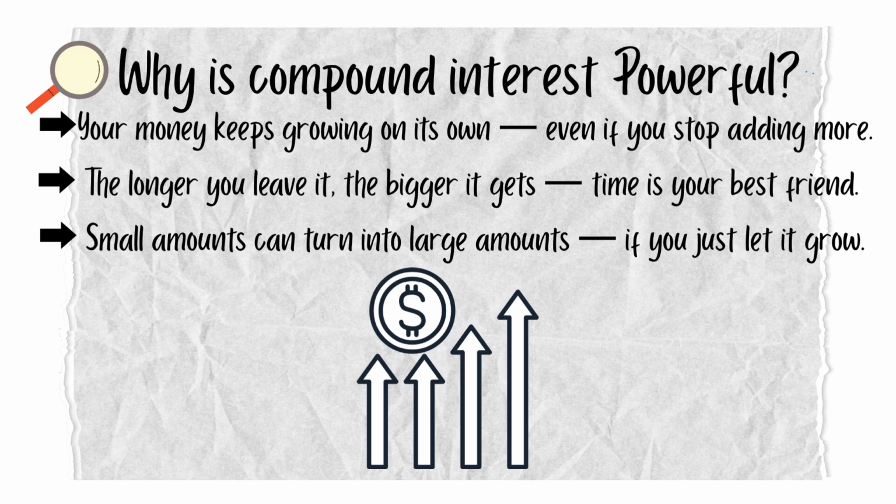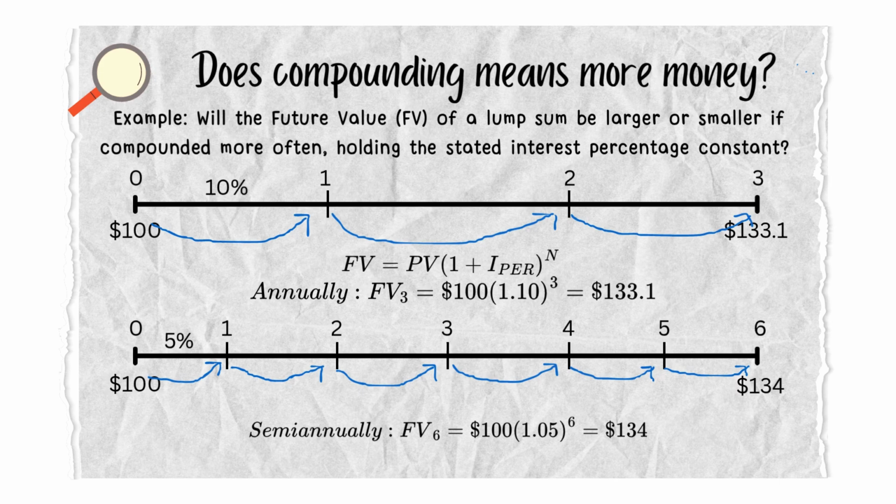Small amounts of money in the bank can actually turn into large amounts. So just leave it in the bank and let it grow. This is why compound interest isn't just interest. It's a financial superpower that makes your money multiply itself.